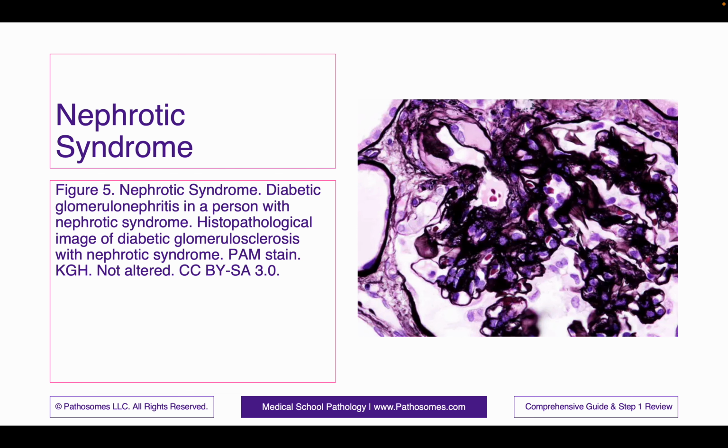And this is something that you must be familiar with. It's the histopathology from a patient with glomerulosclerosis and nephrotic syndrome, right? This person has diabetic glomerulonephritis. The PAM stain highlights the pathology in this image.